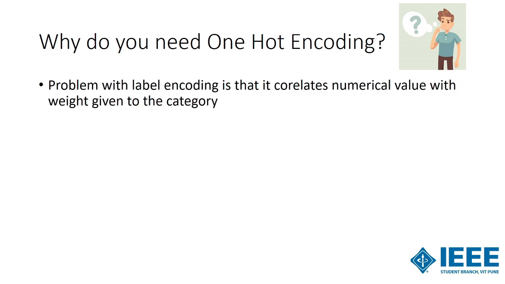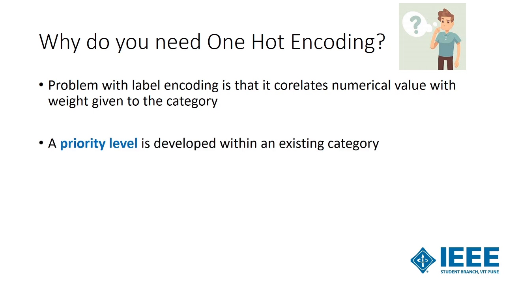The problem with label encoding is that it correlates numerical value with weight given to that category. That is, it works on a principle that the higher the categorical value, the better the category. What happens because of this is that a priority level is developed within an existing category, and it makes our model biased towards that category which has higher numerical value associated with the variable.